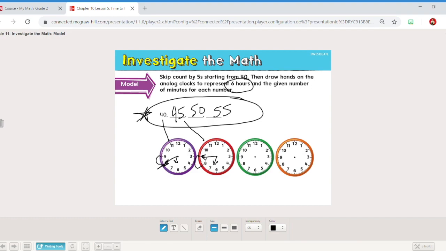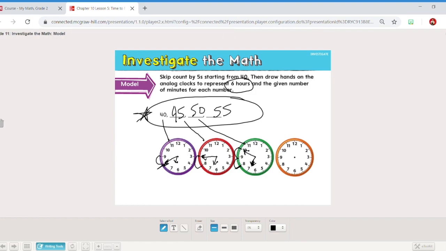Next we have 50 minutes. Our hour hand goes between the 6 and the 7 the best I can here. And like I did before, we know that 8 is 40. There's no point going all the way back to the beginning when we have a marker. 40, 45, 50. My minute hand goes right there to the 10.